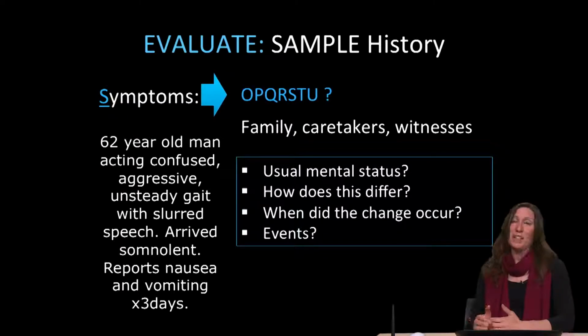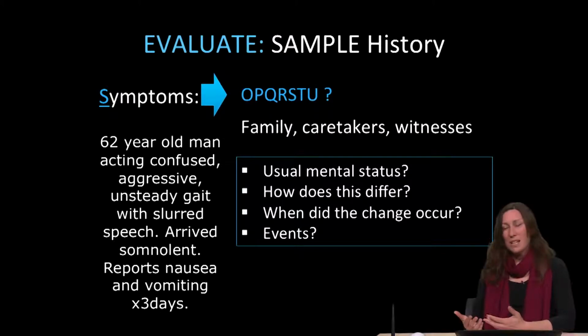Obtaining a SAMPLE history in an altered patient is challenging, right? Just think of our patient. He's 62 years old. He's confused. He's aggressive. He has slurred speech. And then he alternates that with just being somnolent. After he does improve, when we've given him the dextrose and he's more alert, he also reports that he's had some nausea and vomiting over the past 3 days.